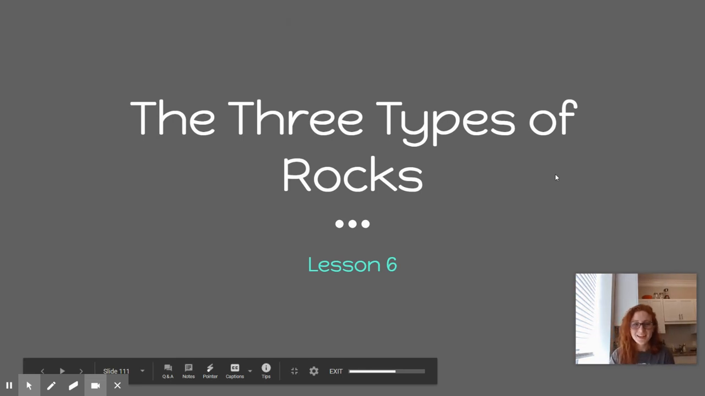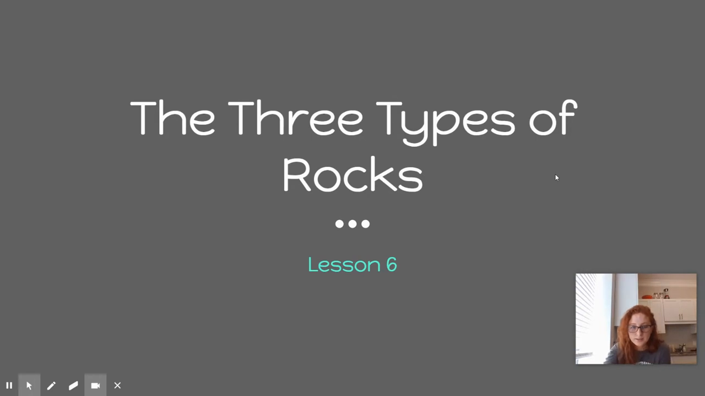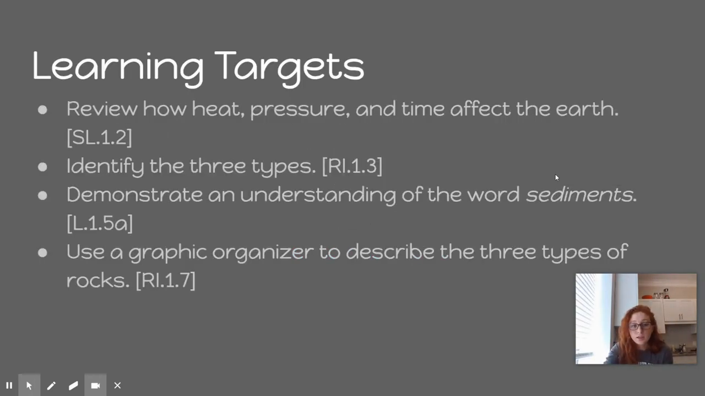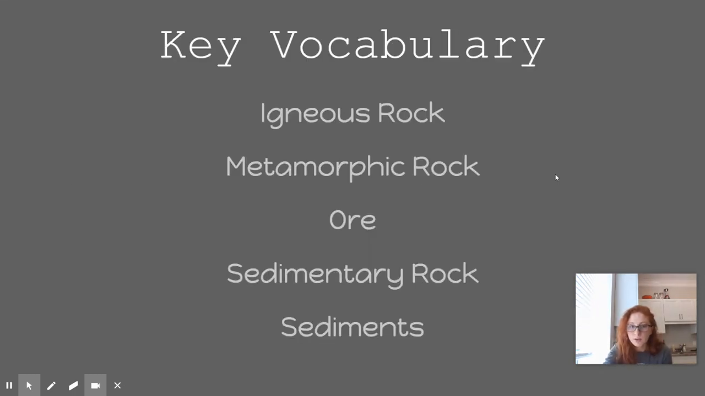Hello, first grade. Today we are going to read the story, The Three Types of Rocks. Our learning targets are to review how heat, pressure, and time affect the earth, identify three types of rocks, demonstrate an understanding of the word sediments, and use a graphic organizer to describe the three types of rocks. Our key vocabulary are igneous rock, metamorphic rock, sedimentary rock, and sediments.